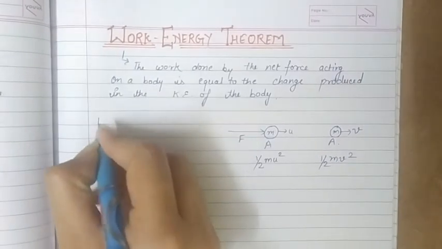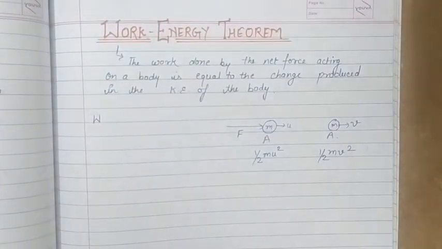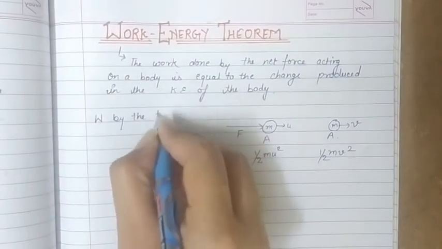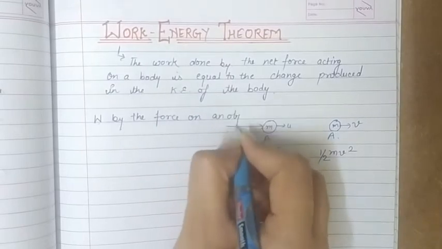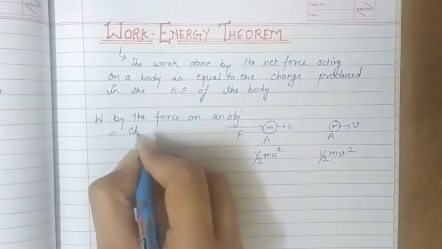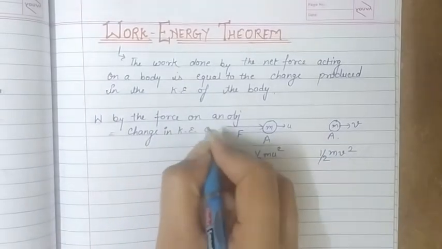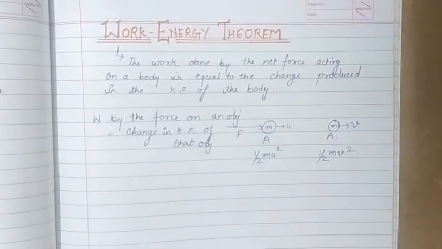So the work energy theorem states that the work done by the force, this is the W, work done by the force on an object is equal to the change in kinetic energy of that object. Now this is the statement.